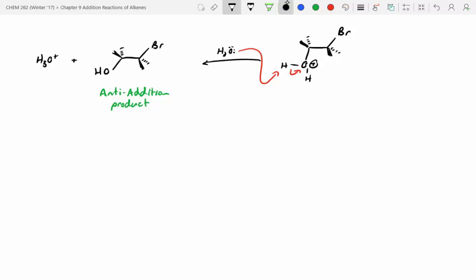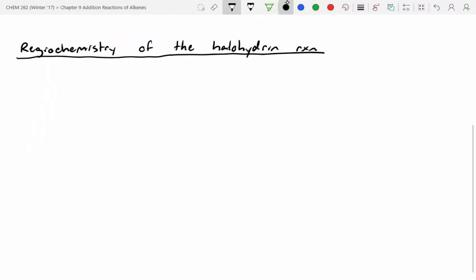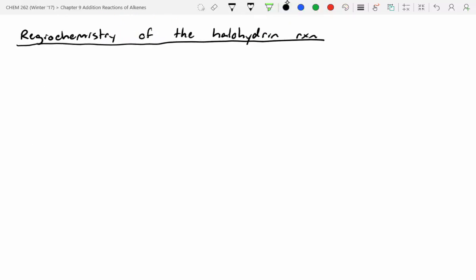Sorry, let me rephrase this. Regiochemistry. I'm messing up your notes. The regiochemistry is a little bit unusual, and it's something we have to pay close attention to because it's going to show up again and again in a lot of these reactions. So let's say we've got this alkene, where we have one side of the alkene that's more substituted than the other. The first reaction, we're still going to form the bromonium ion.